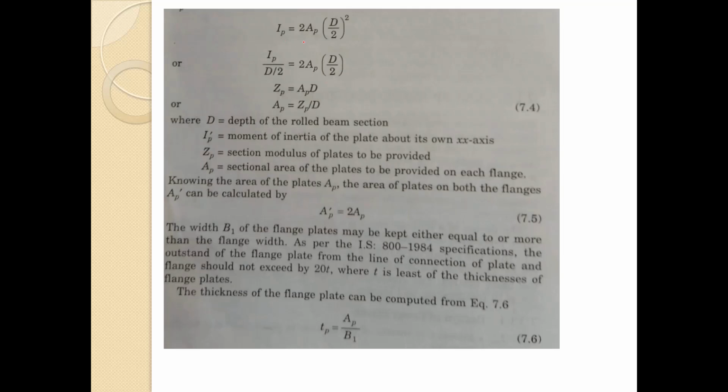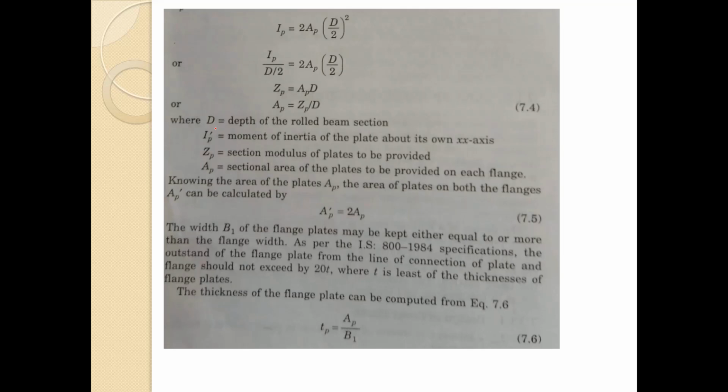So Ip equals 2 into Ap into (d/2)². So Ip by (d/2) equals 2 into Ap into d/2. Simplifying this, this is nothing but Zp, and this is 2 into Ap into d/2. The 2 by 2 gets cancelled. So Ap equals Zp divided by d.